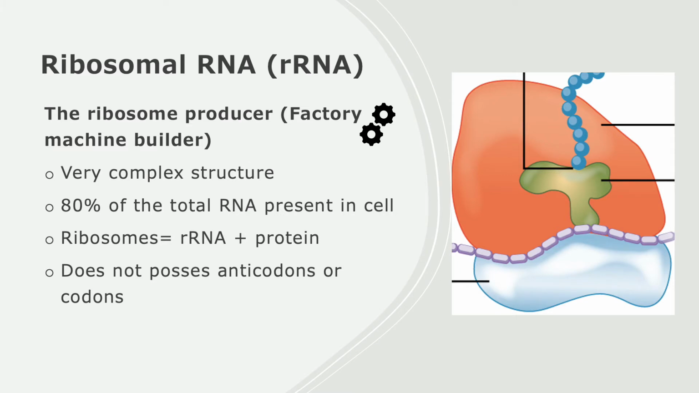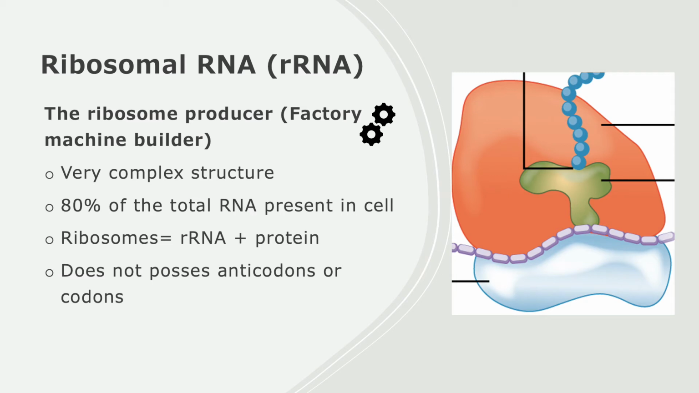The second type of RNA that we'll be talking about is ribosomal RNA. You can think of this as the ribosome producer or the factory machine builder, and this is because those ribosomes that the rRNA helps form along with protein is what's actually going to be the machine to translate those mRNA molecules into proteins. rRNA has a very complex structure. It has many loops and folds. It's sphere-shaped, and what's very interesting is that 80% of the total RNA present in a cell at any given time is rRNA.